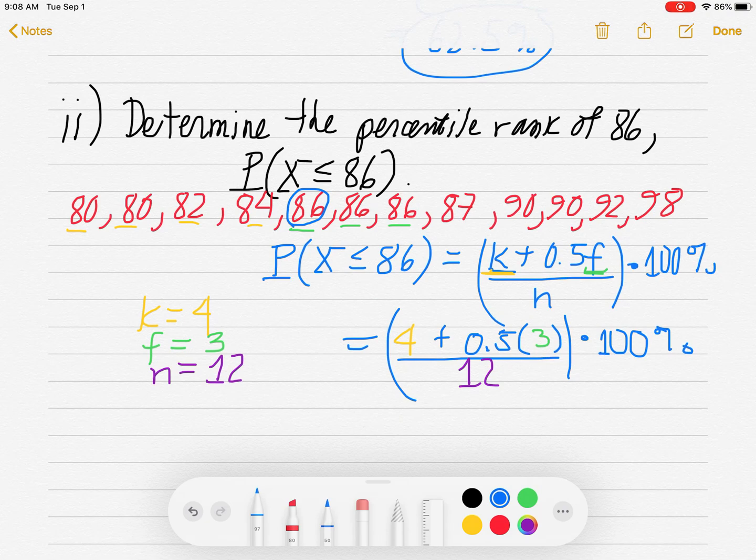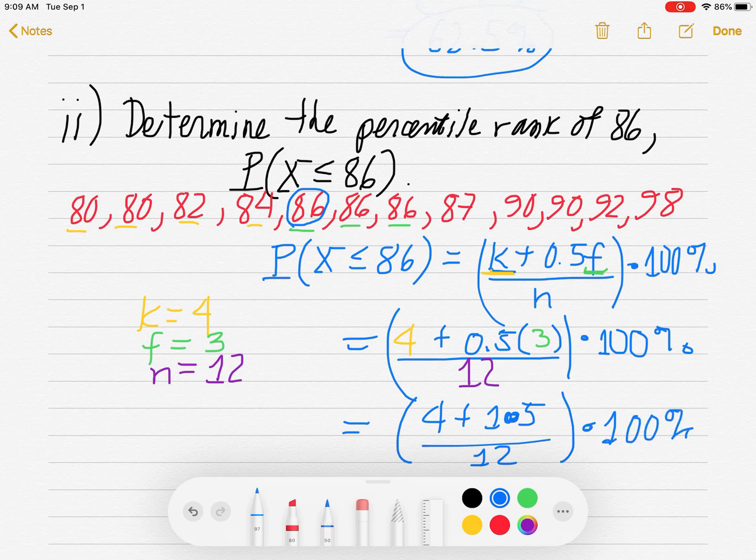All right, order of operations says we should do the multiplication 0.5 times 3 first before any addition up top. So we're going to work in the numerator. 4 plus 0.5 times 3 is 1.5, right? Oh, that's over 12. Then we've got to multiply that by 100%.